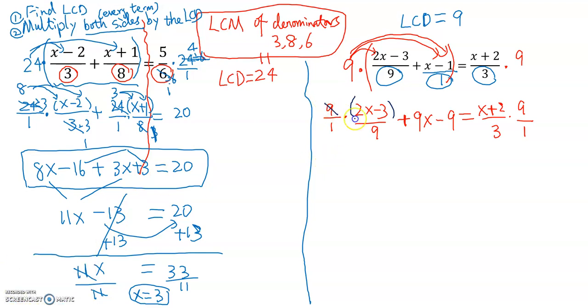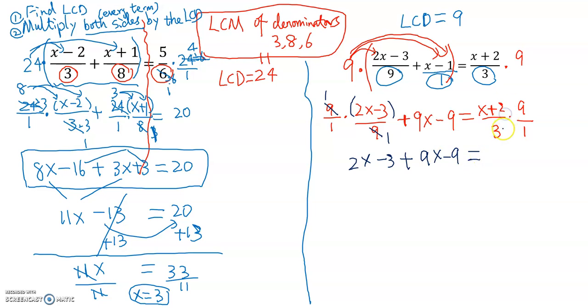So now I'm going to reduce 9 and 9, and both of them will be reduced to 1. So when you distribute a 1, it's not going to change anything because 1 times 2x is 2x, 1 times negative 3 is negative 3. The bottom will be a 1 that can be omitted. And copy 9x minus 9.